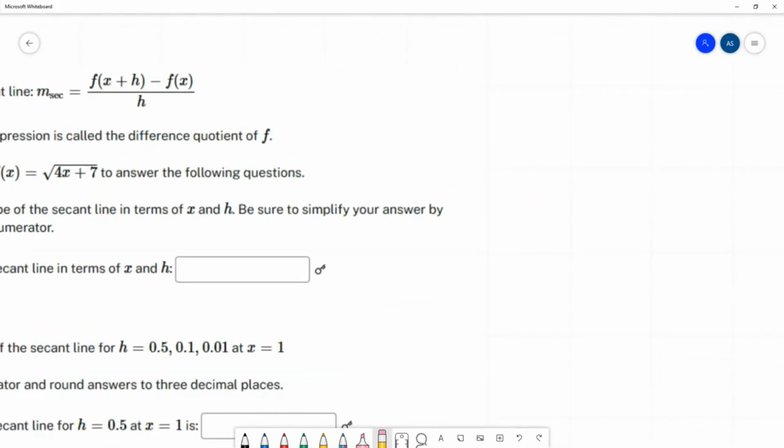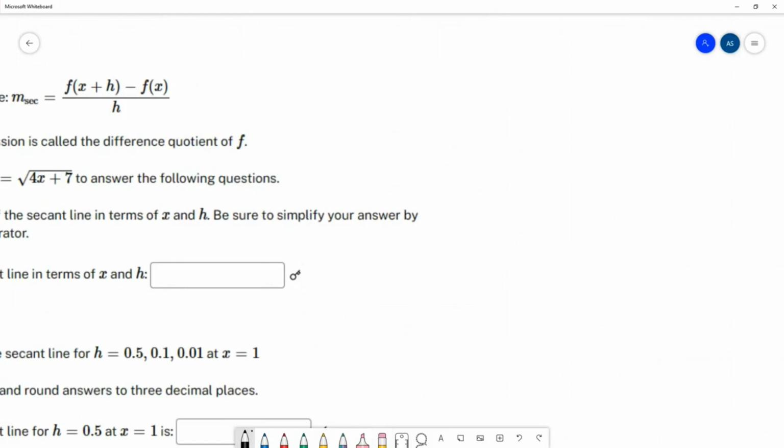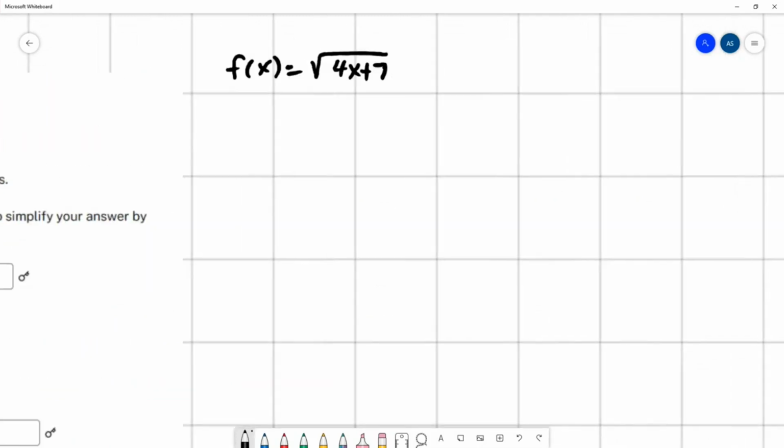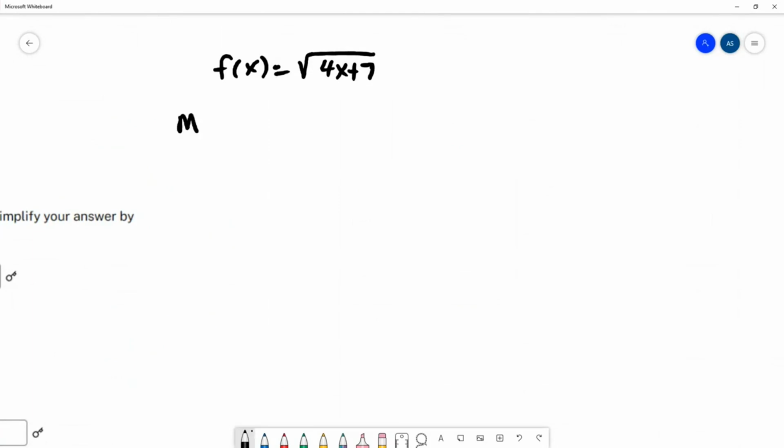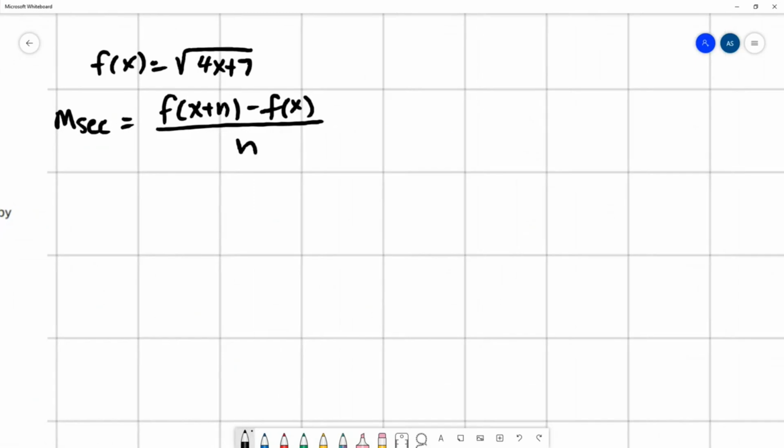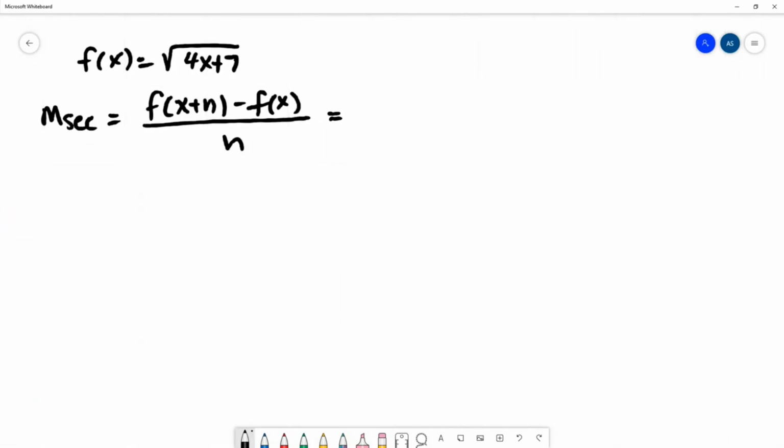So let's work this out on the side over here. We have our function, which is square root of 4x plus 7. And we're going to calculate that difference quotient. The slope of the secant line is f of x plus h minus f of x over h. So when I'm simplifying f of x plus h, I'm going to substitute x plus h in for x. This will give square root of 4 times x plus h plus 7.